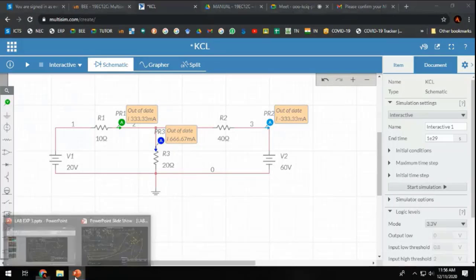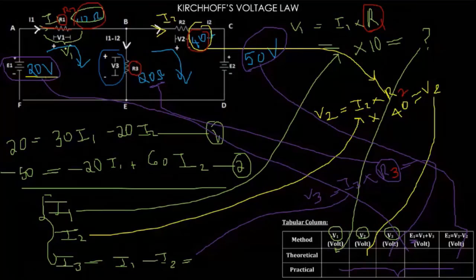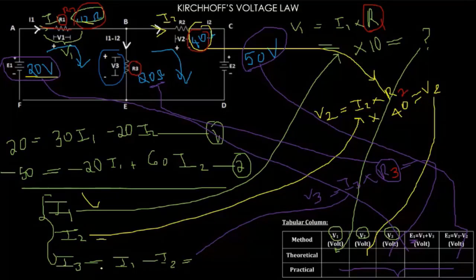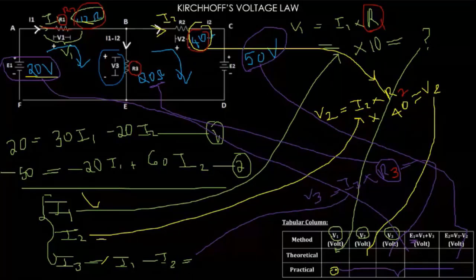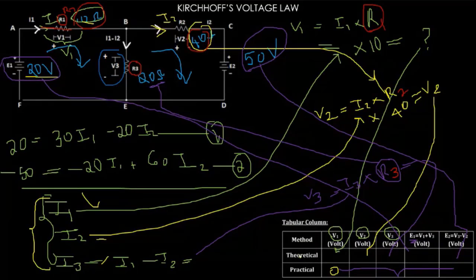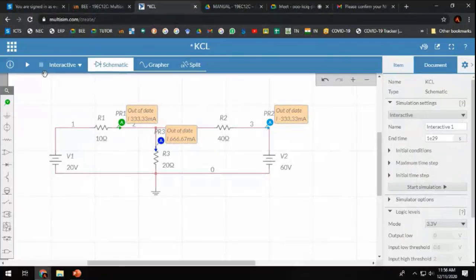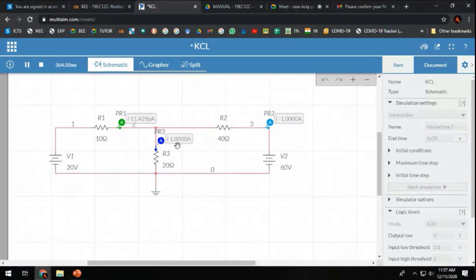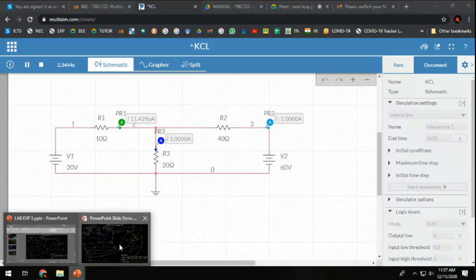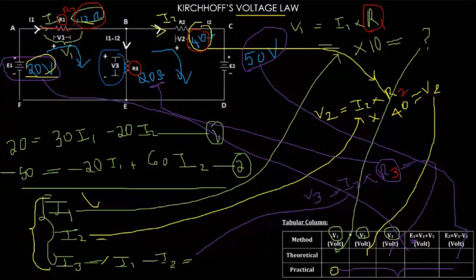For the theoretical values, you have used these values and found I1, I2 and I3. If you assume a random value in the practical also, you will get different values here, and then it will not be verified. So use the same values here and get the same practical values. After doing it, just press the play button. You will get all the current values over here. But in voltage law, you need the voltages V1, V2, and V3.